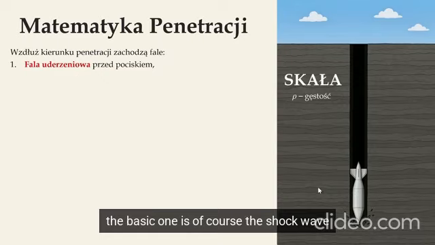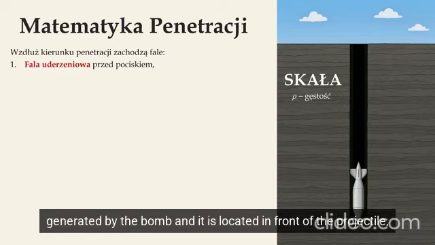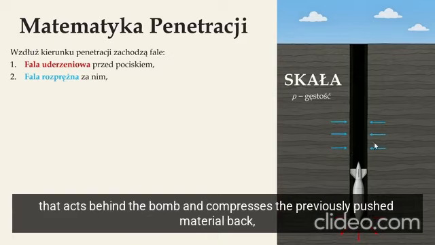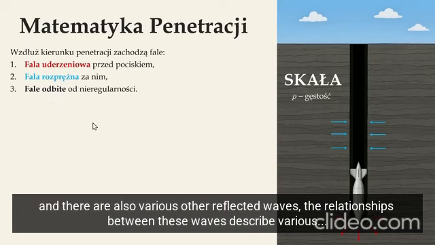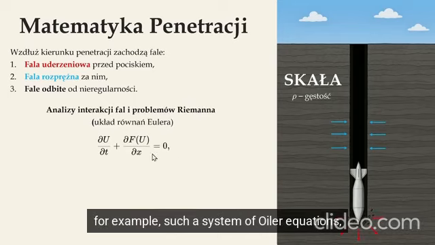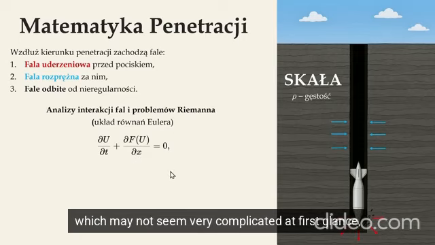The basic one is, of course, the shock wave, generated by the bomb, and it is located in front of the projectile. But there is also an expansion wave that acts behind the bomb and compresses the previously pushed material back. And there are also various other reflected waves. The relationships between these waves describe various phenomena. For example, such a system of Euler equations, which may not seem very complicated at first glance.